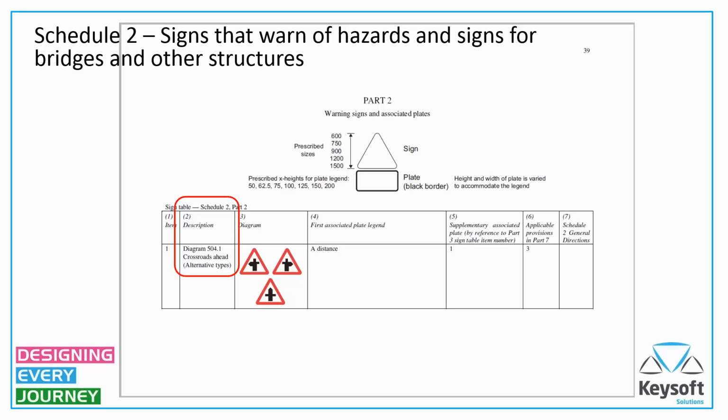And the description, so we've got the crossroads ahead, and it mentions that there are alternative types available there as well. And they're nicely pictured. Now in the previous regulations, you'd see only the main variant, and the permitted variants you'd have to go to a working drawing. So it's nice to see at least images there.